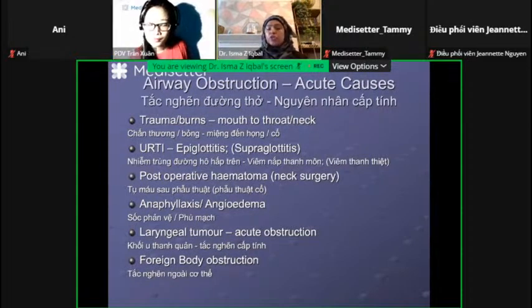In these patients, usually it's very important to release any pressure, so you open up the incision and let the blood out so that the pressure on the airway is reduced.